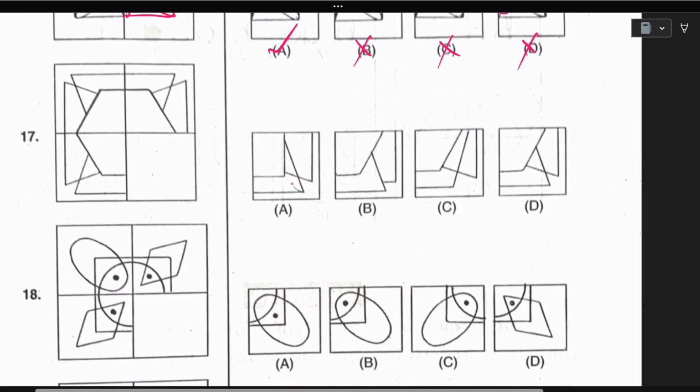And the next one is 17. Here also we will be completing this figure, and next we need to complete this, and this one we will be selecting as.